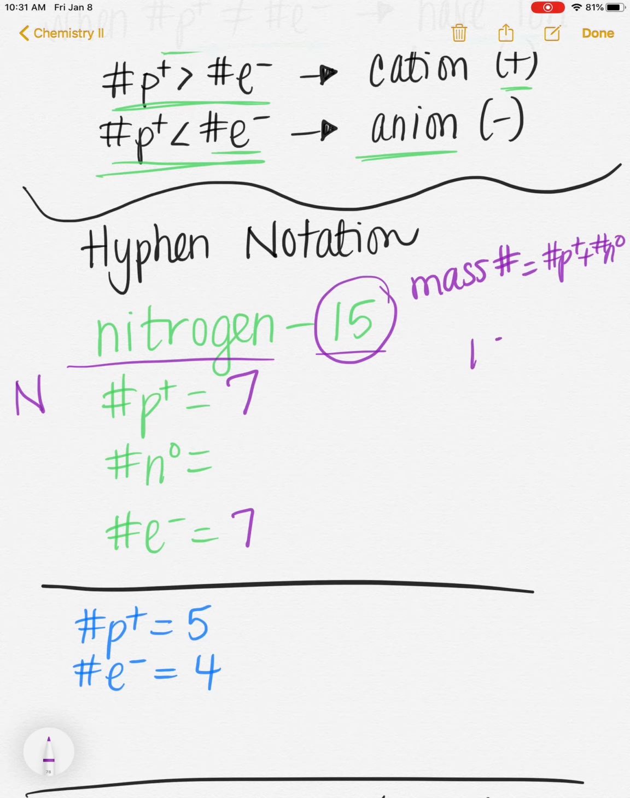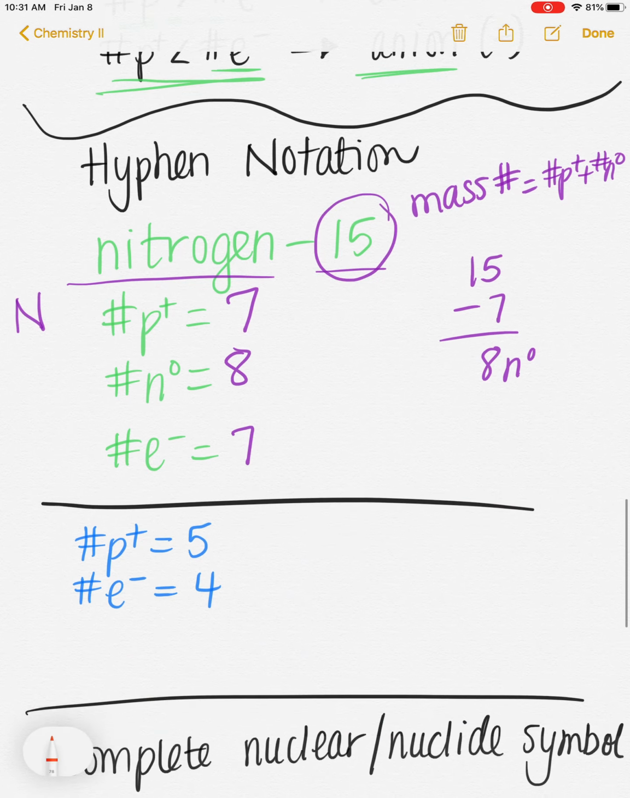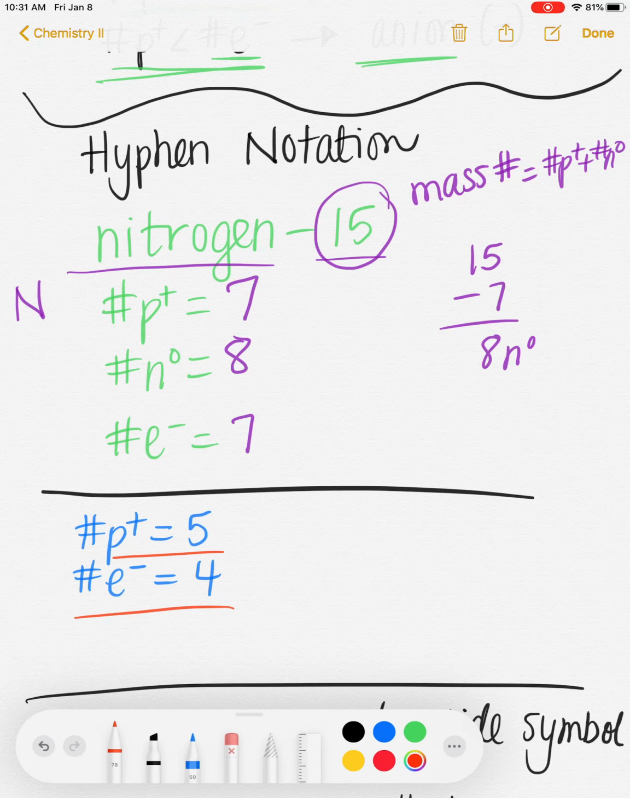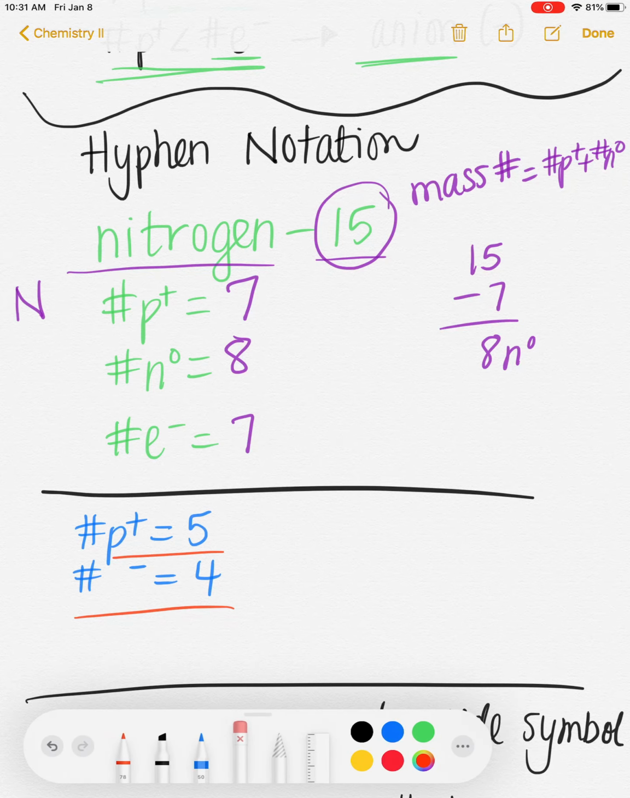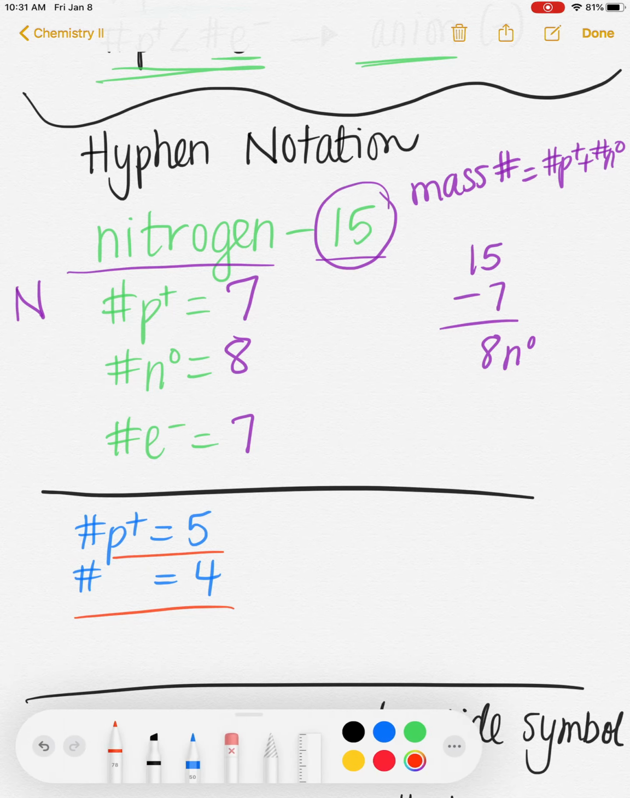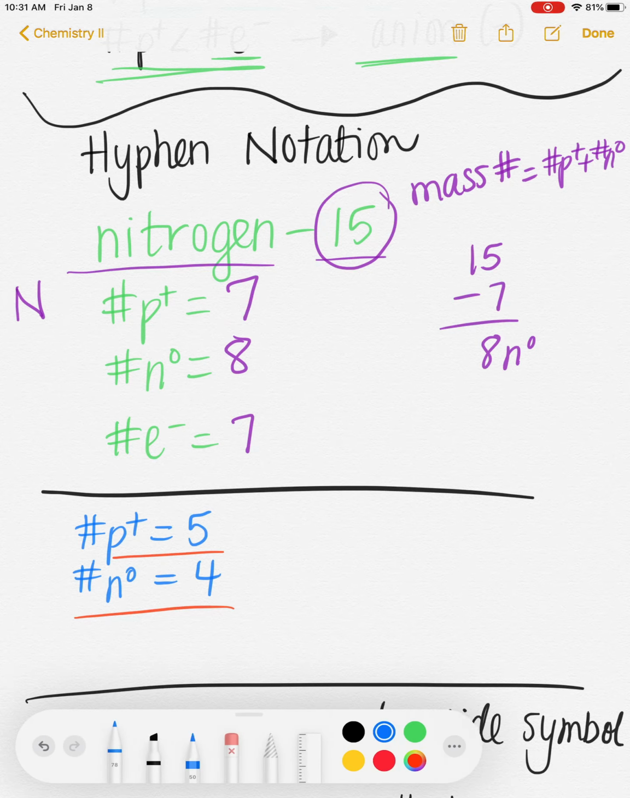I take my mass number of 15 minus my atomic number of 7, and that gives me 8 neutrons overall. So what if we flip this around and I tell you that you have 5 protons. Let's say that you have 4 neutrons, and I want you to give me the hyphen notation.